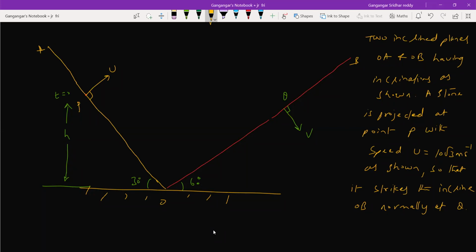So what all you have to find out? Find time of flight, velocity with which it will strike, the value of h, and distance PQ. So it is projected normally on an incline OA at point P, and it will strike the other incline OB normally at point Q. So it's asking what is the first time taken to move from P to Q.